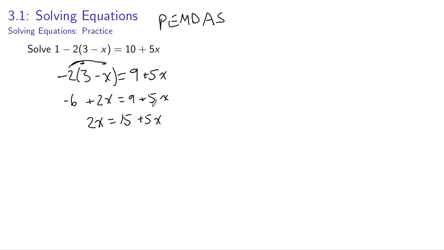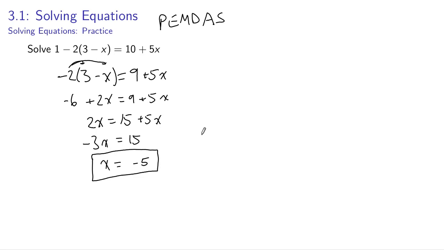Subtracting 5x, 2 minus 5 is minus 3. So I combined two steps here to save a little time. Once we get the hang of this, we can combine some steps to save time. So here we have minus 3x is 15. Dividing by minus 3 gives us minus 5 is x. And that'll be our final answer. So we can put a box around it.